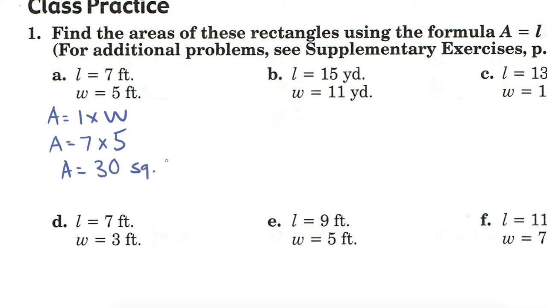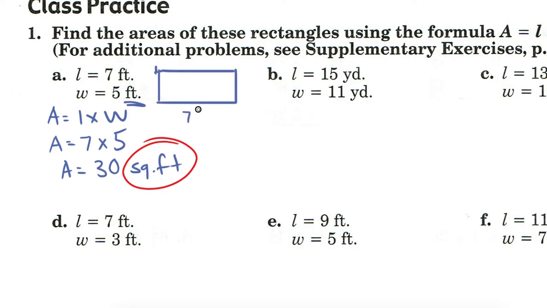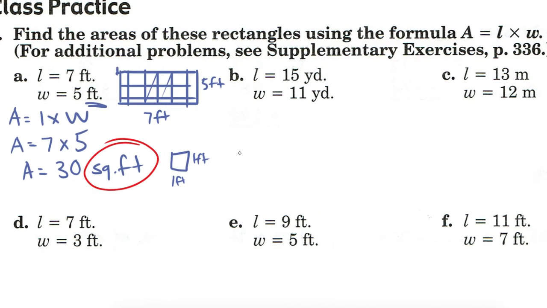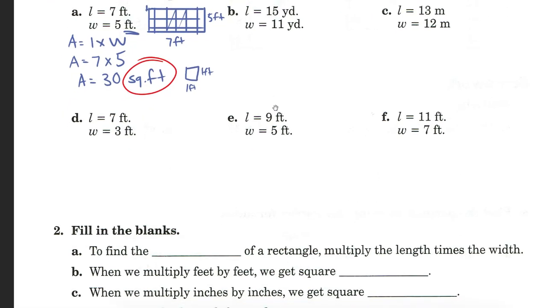Square feet. Really important that you guys write the square feet part. Don't just write 35. 35 what? 35 square feet. So my rectangle here, if it was 7 feet by 5 feet, I would need 35 of these square feet in order to cover up the inside part of my shape. I would need 35 of these 1 foot by 1 foot squares to cover this area. So you should be able to do the rest on your own.